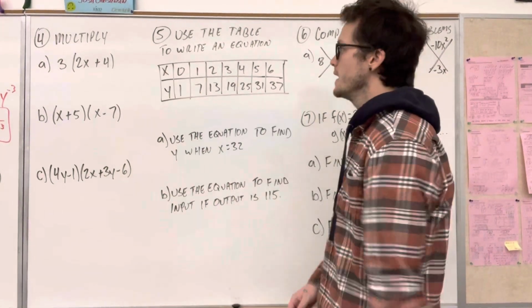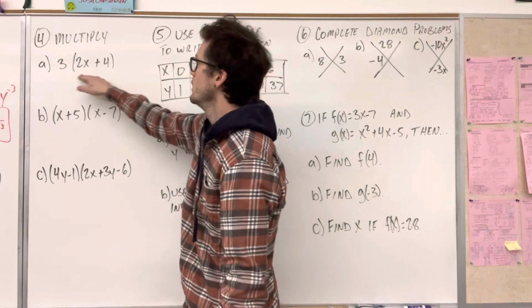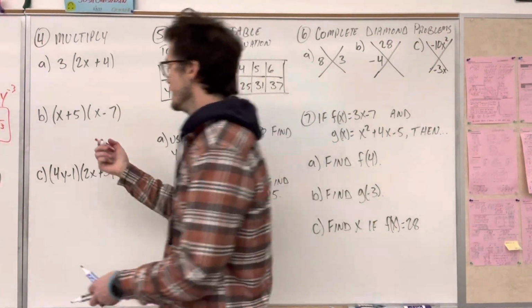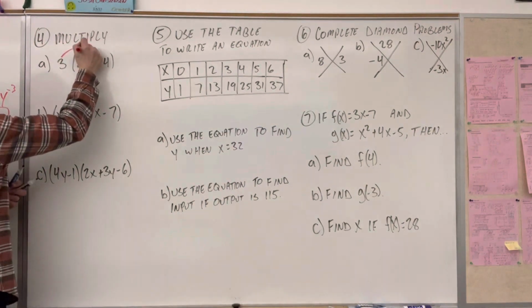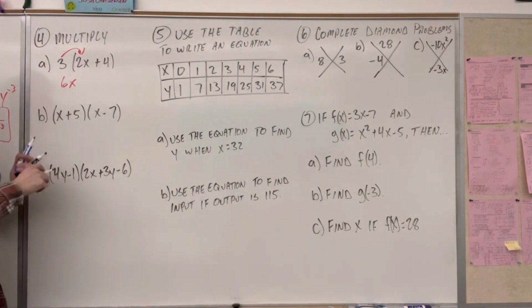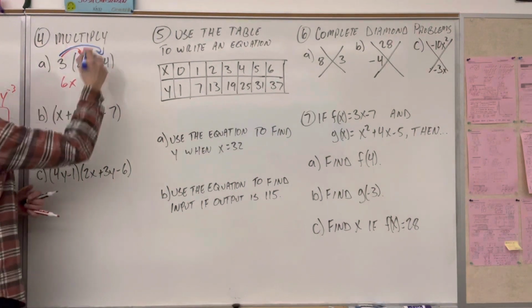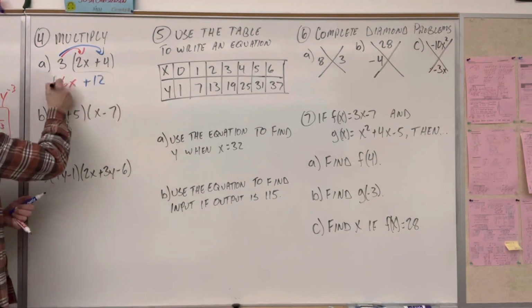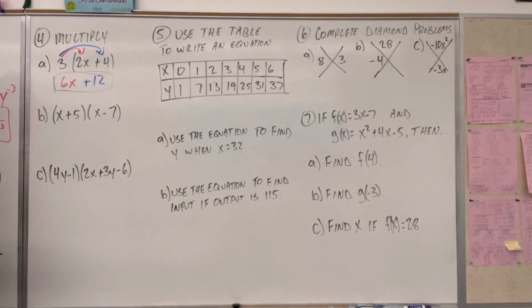It just says multiply, so we're going to multiply 3 times all of this. Notice how these are being added together, so this is a distribution situation. We're going to do the 3 times the 2x, that gives us 6x's. Then we're going to do the 3 times the 4, that gives us 12. Then we're done. We put a box around it because we have distributed our 3.